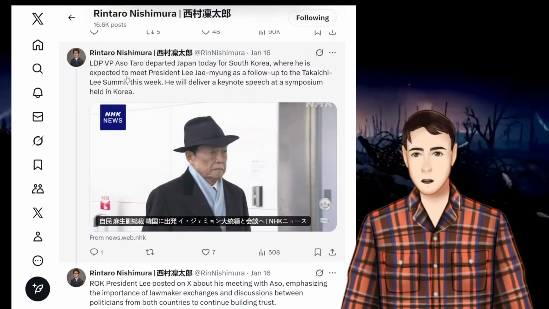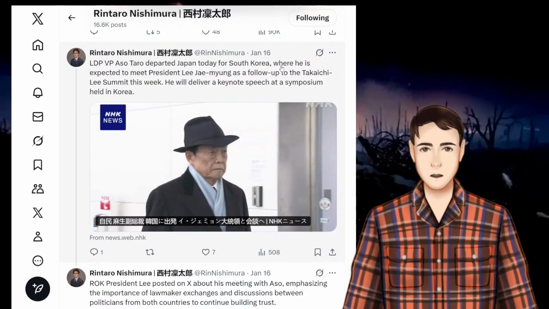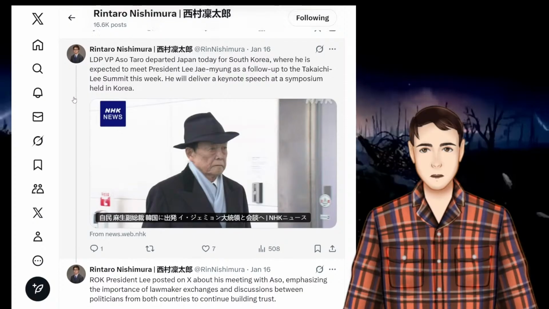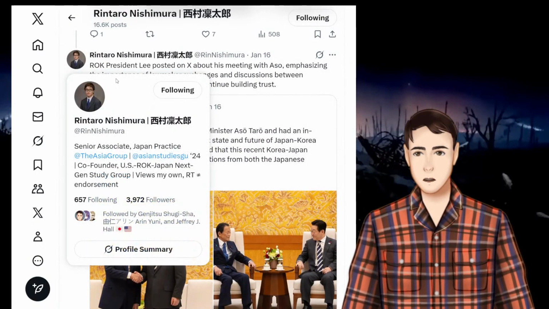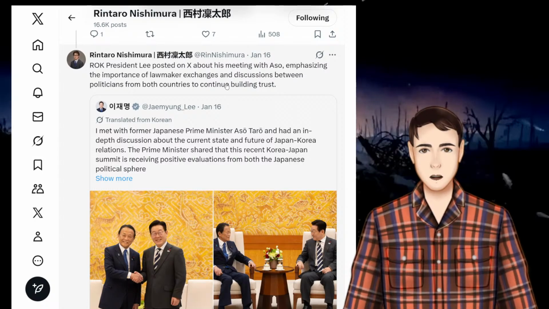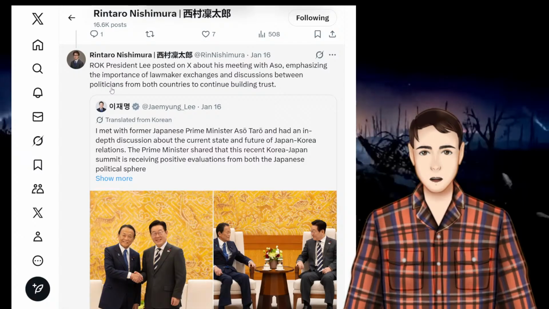LDP Vice President Aso Taro departed Japan today for South Korea, where he is expected to meet President Lee Jae-myung as a follow-up to Takaichi and Lee's summit this week. He will deliver a keynote speech at a symposium held in Korea. The ROK President Lee posted on X about this meeting with Aso, emphasizing the importance of lawmaker exchanges and discussions between politicians from both countries to continue building trust. All right.